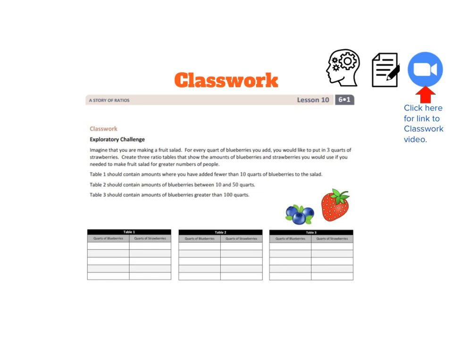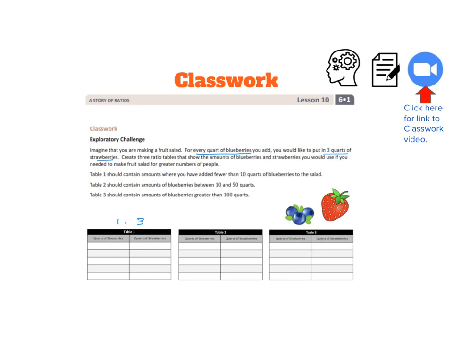So here we have the exploratory challenge. So a little bit of a challenge at the get-go. And they want us to imagine we're making a fruit salad. So for this fruit salad, for every 1 quart of blueberries you add, you're going to put in 3 quarts of strawberries. So it's a 1-to-3 ratio that will continue.